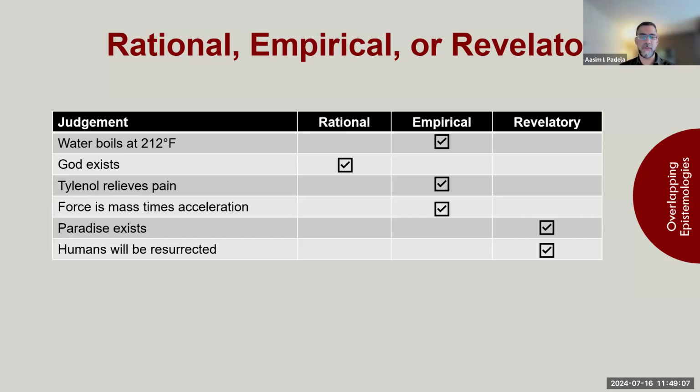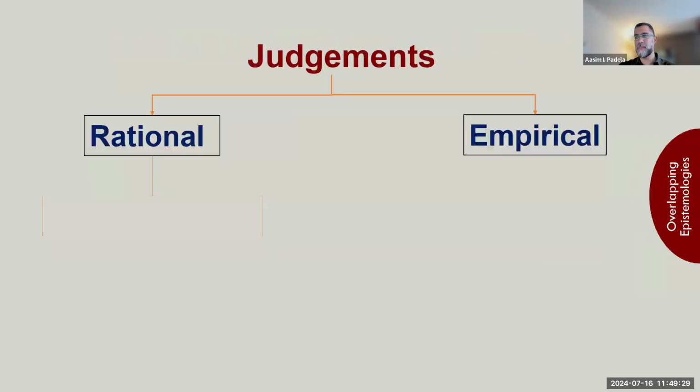Paradise exists. We know that through the Nusus. And humans will be resurrected, we know that through the Nusus, right? Through the Quran and Sunnah. Otherwise, empirically, obviously, we will not know this. We can't know this. And rationally, perhaps not, right? Which has led to the discussions between philosophers early on, predating Islam.